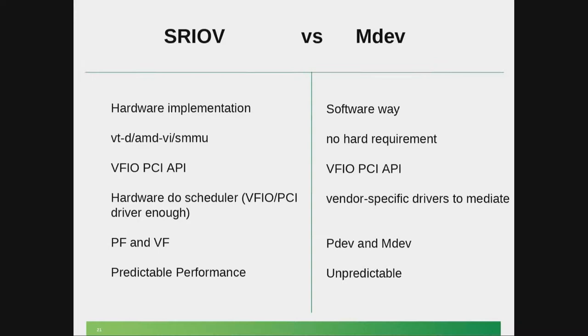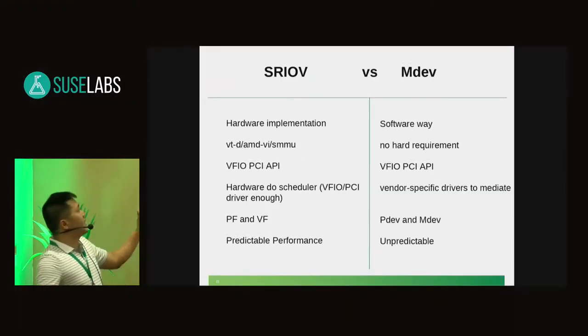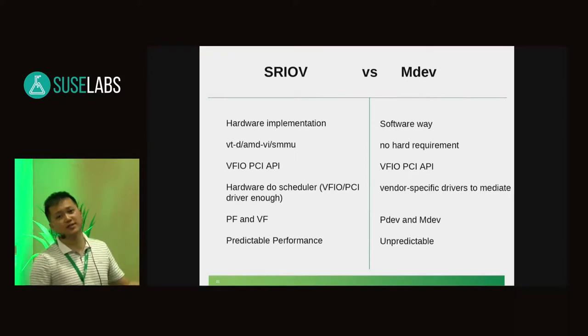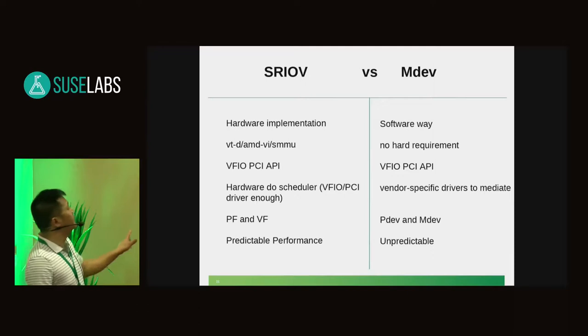A little bit already, hardware V, software V. Hardware needs VT-d, AMD-Vi, and SMMU support, which needs IOMMU there. However, MDV has no such hard requirement. You can do without them. And also, they both provide a VFIO PCI API. That's good for virtualization. qemu could support it naturally, and could let you do all the management from the user space level. And also for the scheduler, as mentioned a little bit earlier, SR-IOV is implemented by hardware, and MDV is implemented by software, and it is included in their driver part.